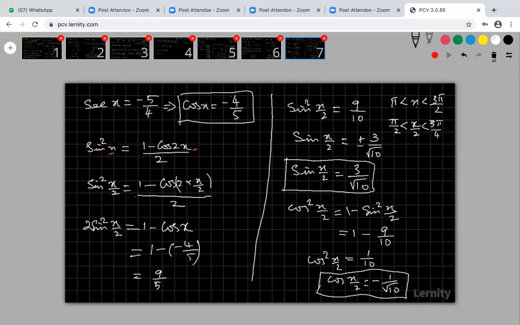Which is this sin square. Look at that, this is an identity. Do you know that cos 2x is equal to 1 minus 2 sin square x? This is one identity. Cos 2x identity, please see that.